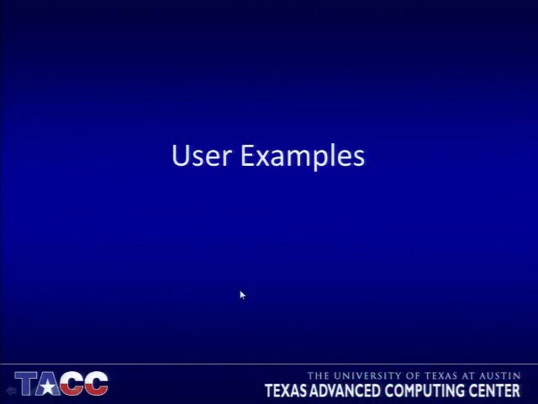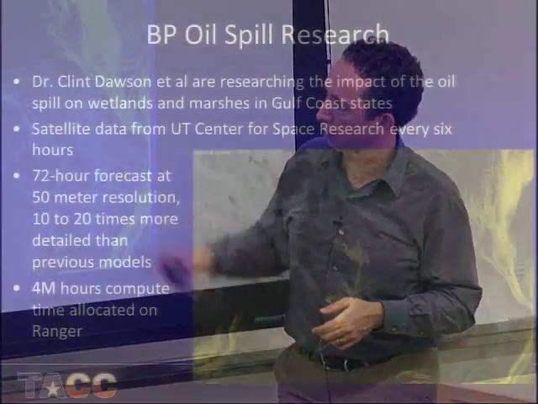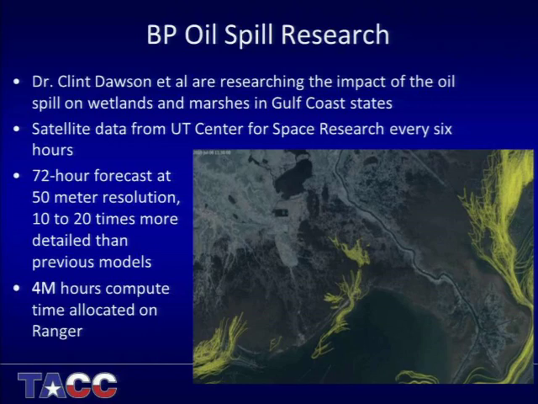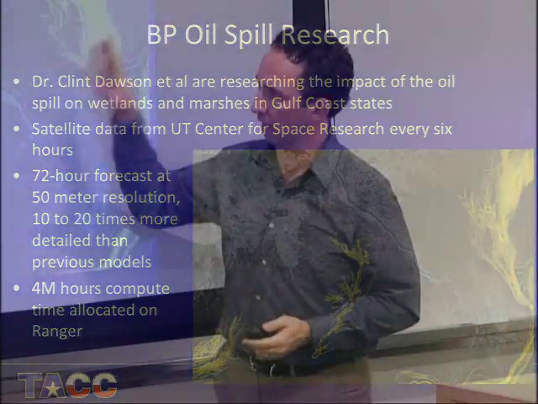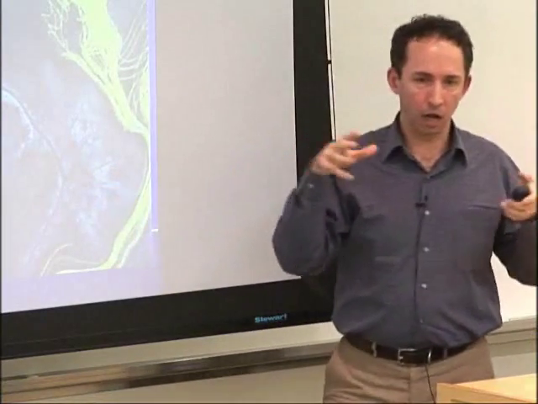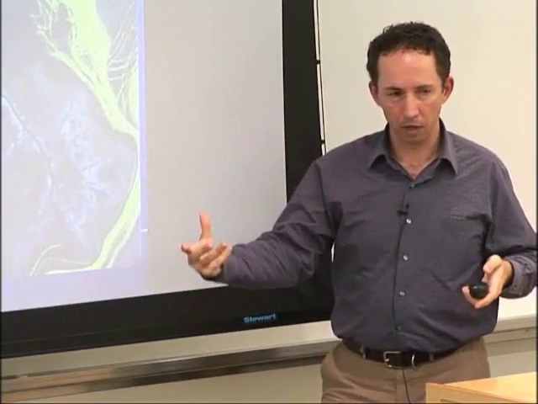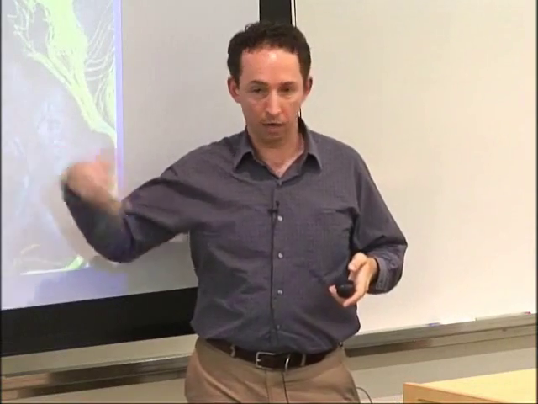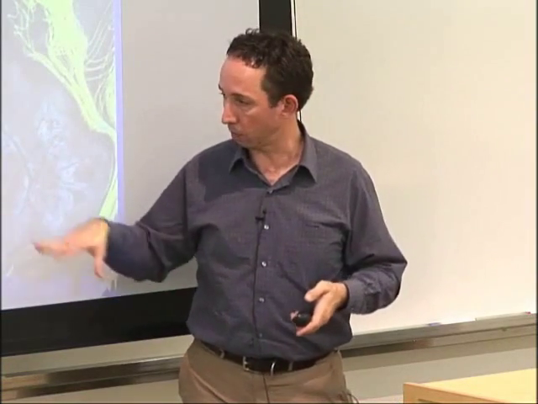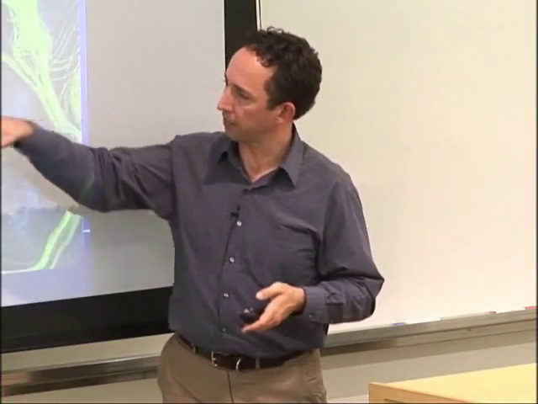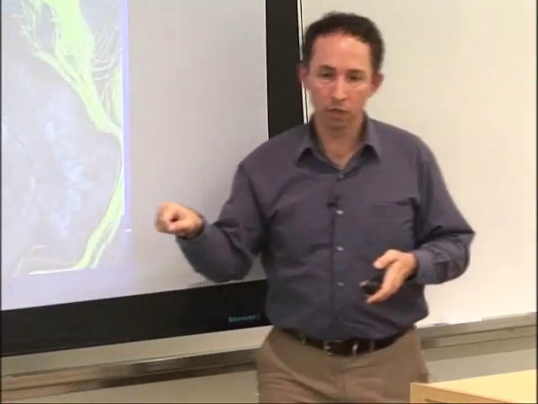So let me talk a little bit now in the last few minutes about the types of things we're doing on these displays and some of the user successes that we've had. This is really something that could only happen at Texas, I think. After the BP oil spill, we had scientists who have models of the patterns of ocean currents in the Gulf, and they just modified that code to track where the oil spills are going, where the oil particles are going.